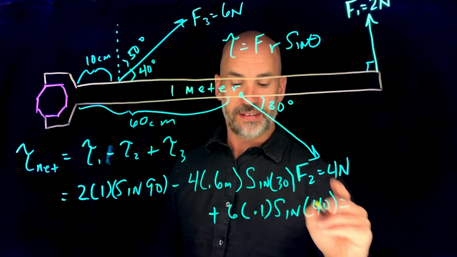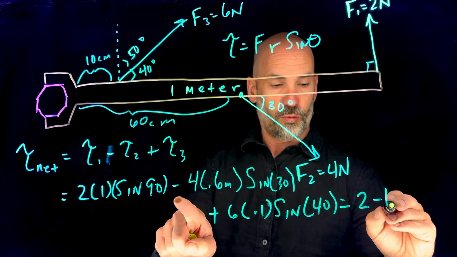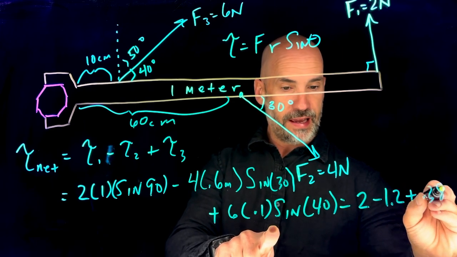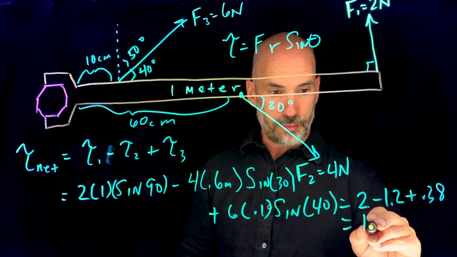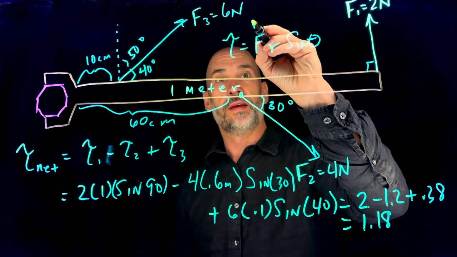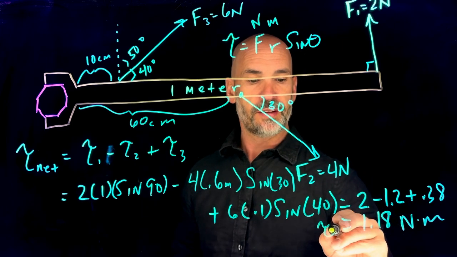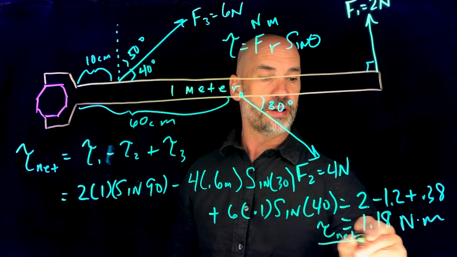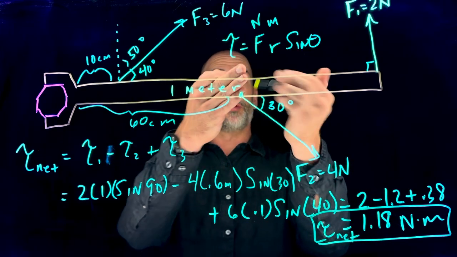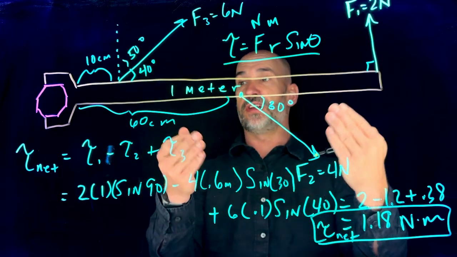Okay, adding these together, I get that this is 2, this is 1.2, and this is 0.38. Adding all those together, I get 1.18. The units for torque are, well, that's a newton and that's a meter, so it's just newton meters. No fancy name for it. Net torque is 1.18 newton meters. And this gives you an idea of how to use the torque formula and apply it to a situation where you have multiple forces acting on a single object.